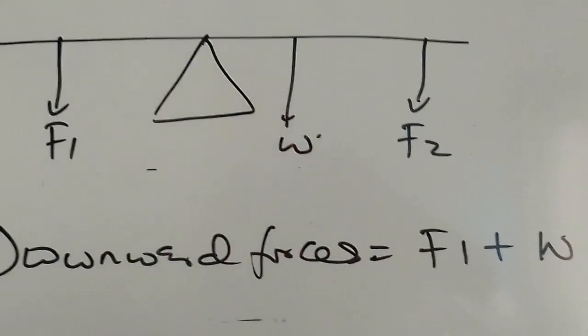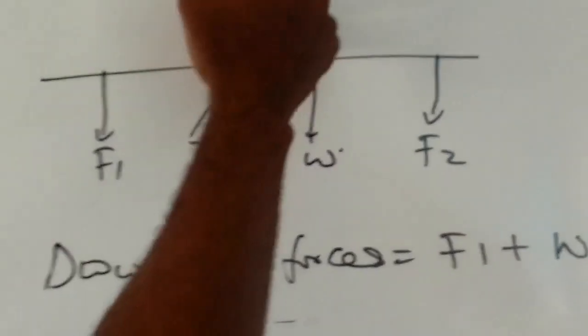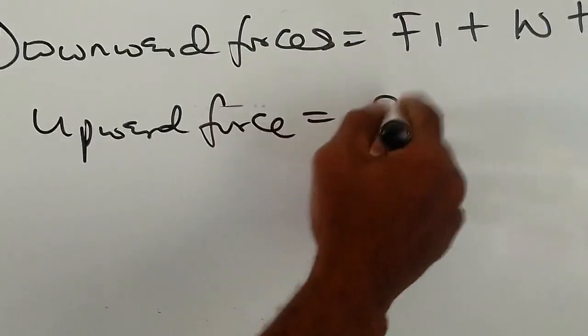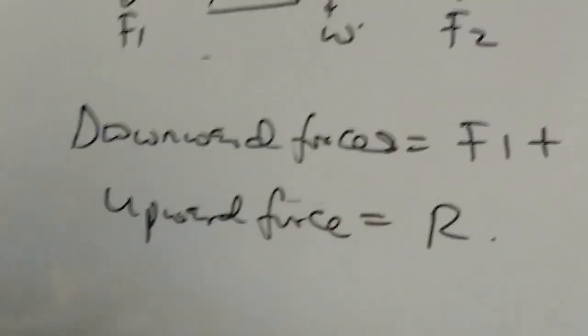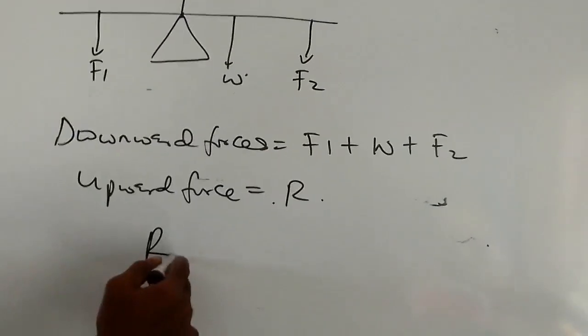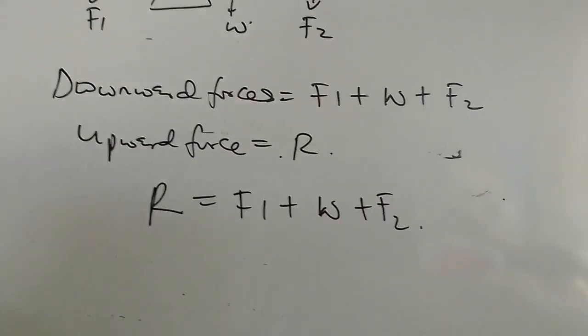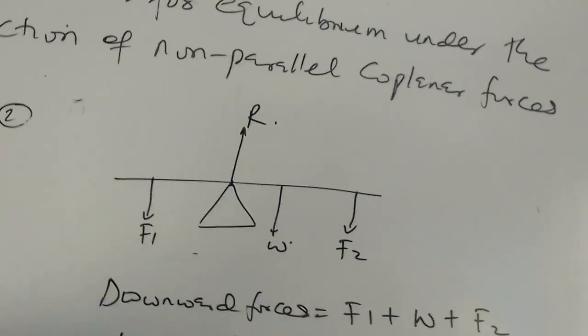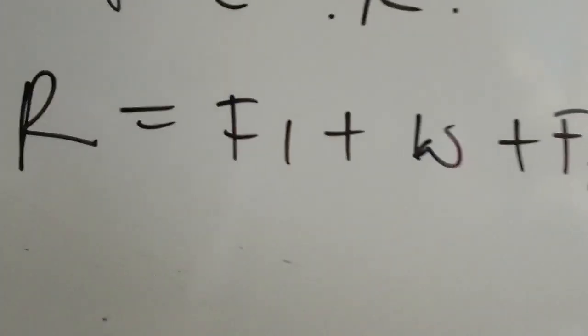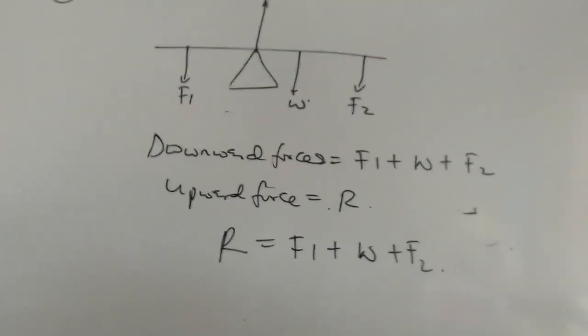Then the upward force here is the reaction on the beam, the force that the pivot exerts on the beam, called the reaction. So for this second condition, for this object to be at equilibrium, R, the reaction, which is the upward force, will be equal to the sum of the downward forces. Total upward will be equal to total downward forces. That is one condition for a body to be in a state of equilibrium when acted upon by non-parallel coplanar forces.